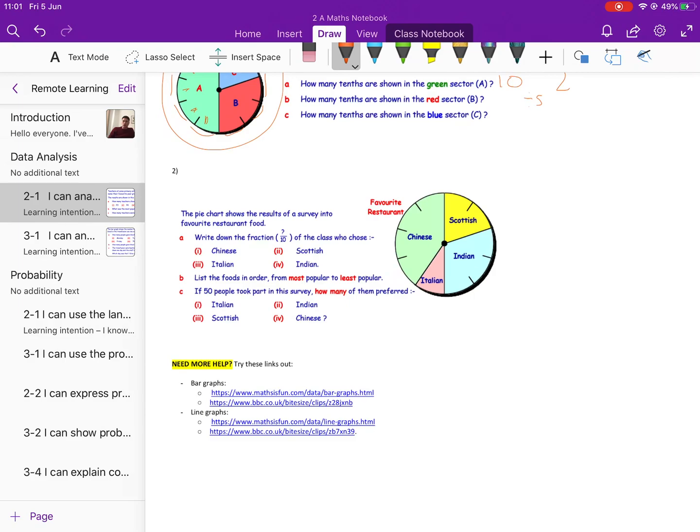Finally at the bottom there are some links. So this links you to some videos and some other websites that give you a wee bit more information, a wee bit of help, and also just a wee bit more practice if you're interested in doing a bit more.